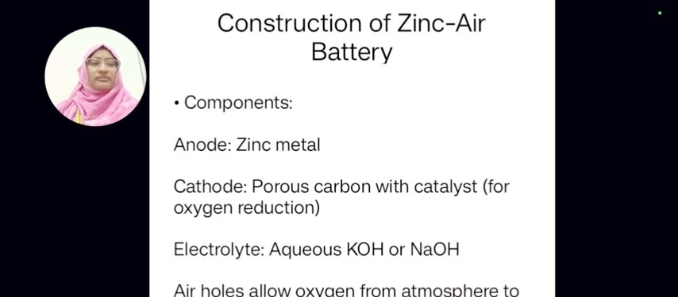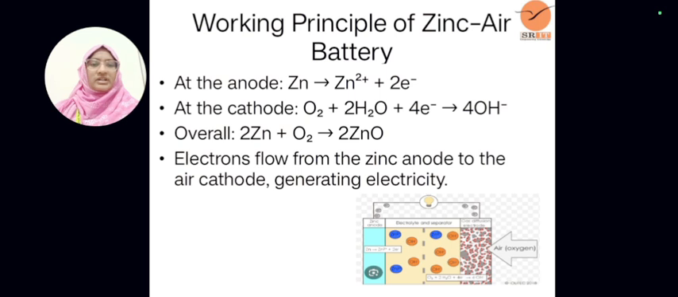In the working principle of zinc air battery, at anode the following reaction takes place, that is Zn gives rise to Zn2+ plus 2 electrons. At the cathode the reaction is O2 plus 2H2O plus 4 electrons gives rise to 4OH-. The overall cell reaction is 2Zn plus O2 gives rise to 2ZnO.